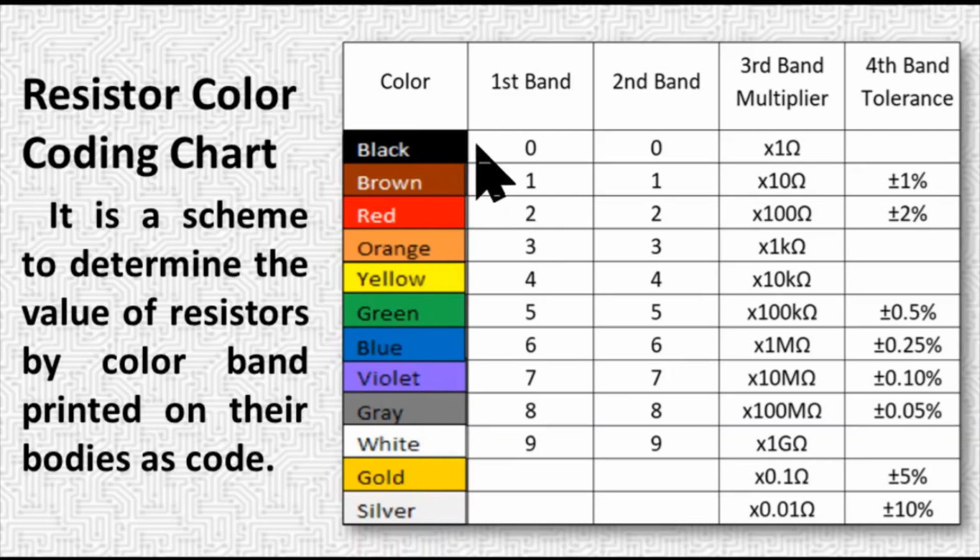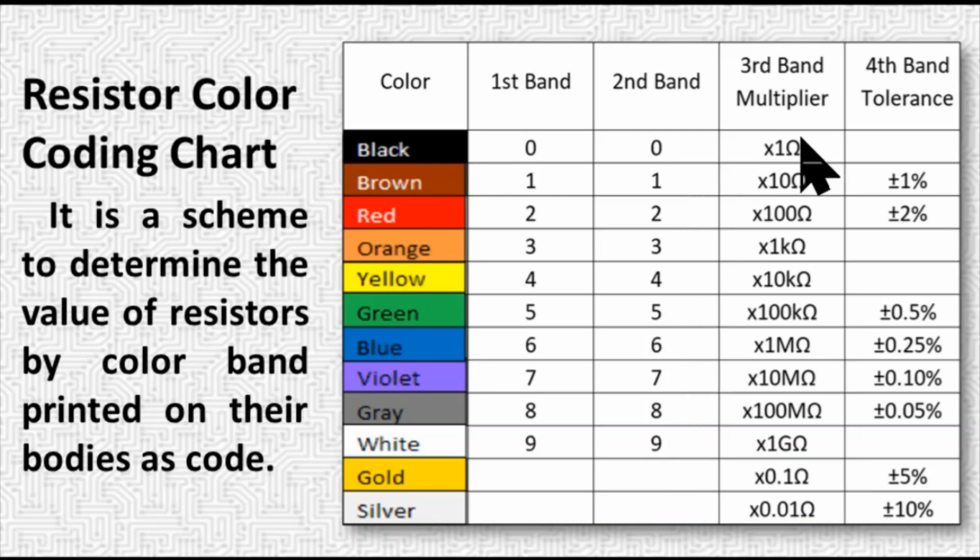So, bawat isang kulay ay may numerical value sa first and second band. Black is 0, brown is 1, red is 2, orange is 3, yellow is 4, green is 5, blue is 6, violet is 7, gray is 8, and white is 9. Kapag sila ay nasa first band o yung unang kulay sa ating resistor, sila ay may numerical value na ganyan. Kapag pangalawang kulay naman sila sa ating mga ring bands sa resistor, ganun din naman siya. May numerical value din siya.